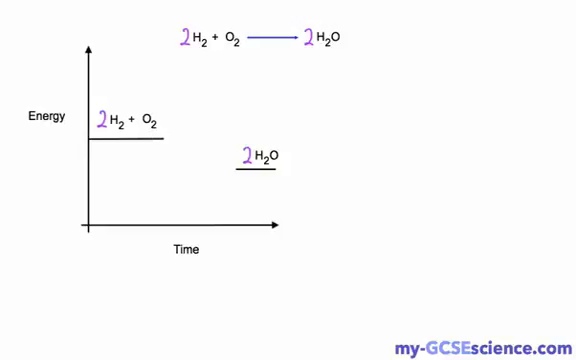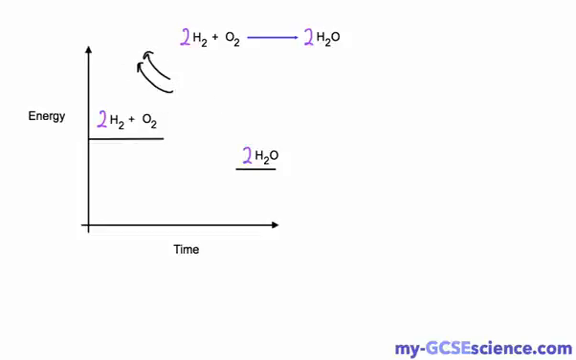And where's the energy lost to? It's lost to the environment. It's given out, and therefore this is an exothermic reaction because energy has been given out. High energy level goes down to a lower energy level. Where's the extra energy gone? It's given to the environment, so therefore exothermic.